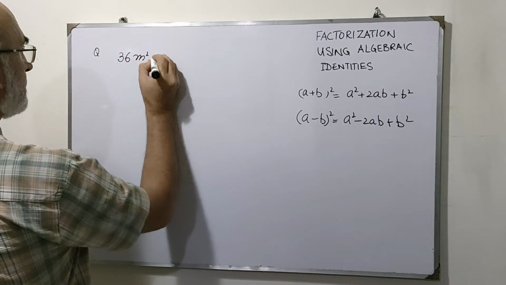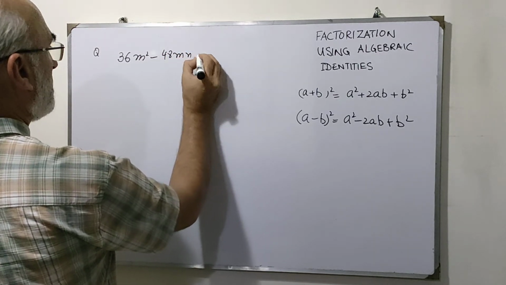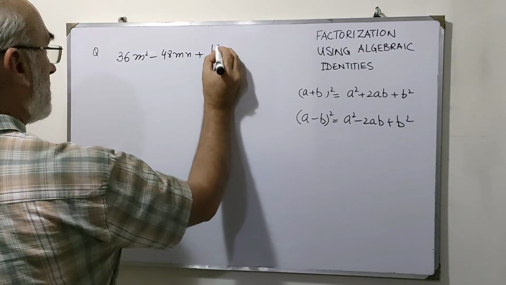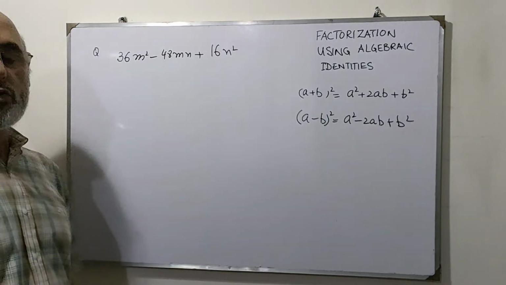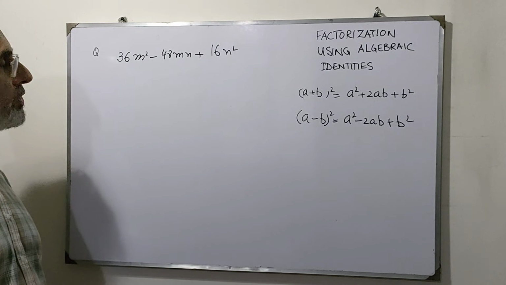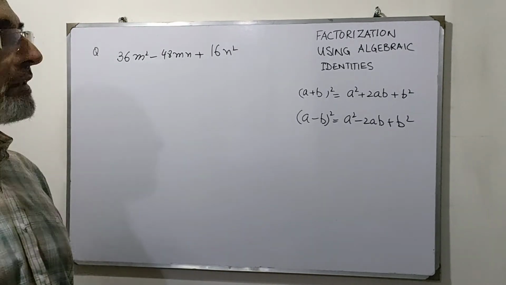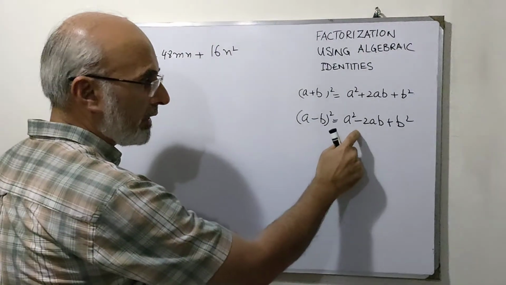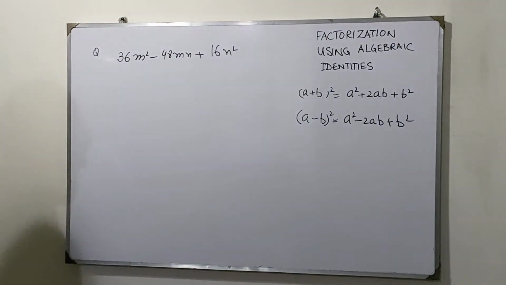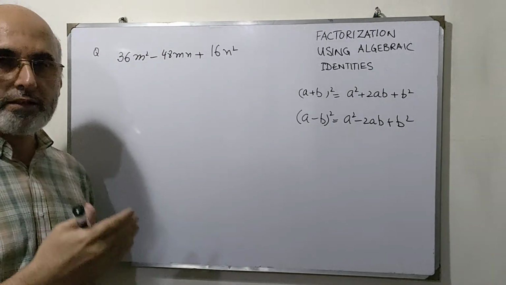36m square minus 48mn plus 16n square. So we have this expression, and if we look at this expression, we have a negative sign over here. So it means that this is the indication that we can apply the second identity.